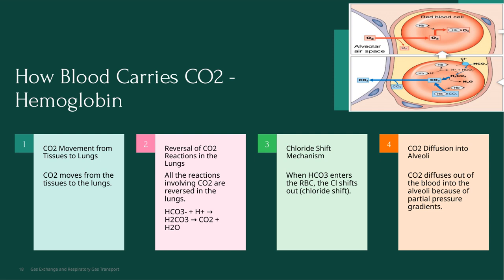Finally, CO2 diffuses out of the blood into the alveoli. This occurs because of the partial pressure gradient. There's a higher concentration of CO2 in the blood than in the alveoli, so CO2 naturally moves out to be expelled during breathing. All of these steps work together seamlessly, ensuring efficient gas exchange and proper respiratory function.